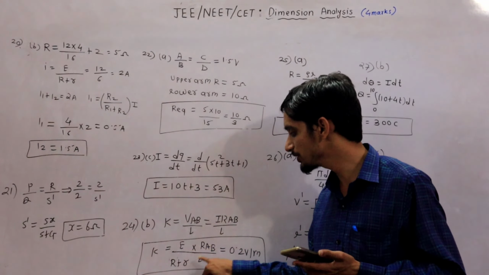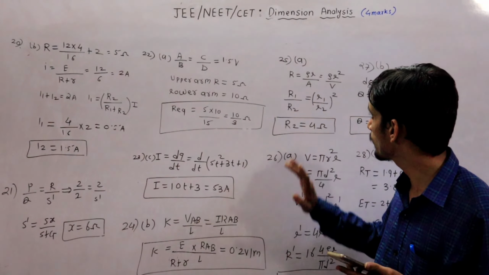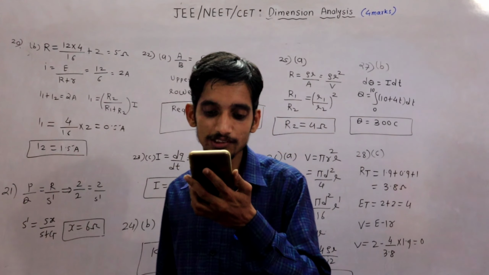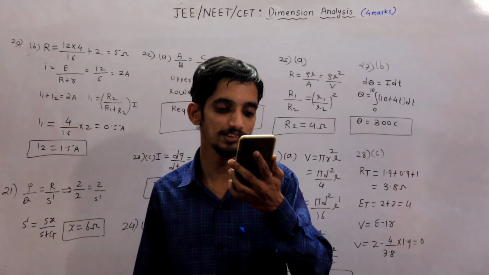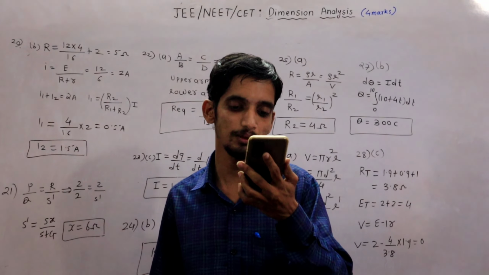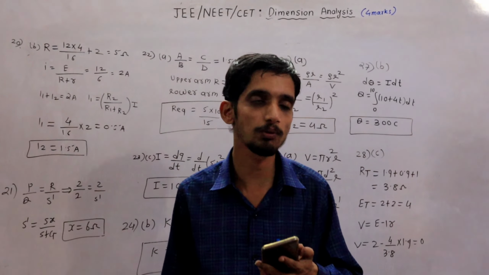Simply you have to write K is VAB by L. Then question number 25. The resistance of a wire is R ohm. The wire is stretched to double its length, keeping volume constant. Now the resistance of the wire becomes?